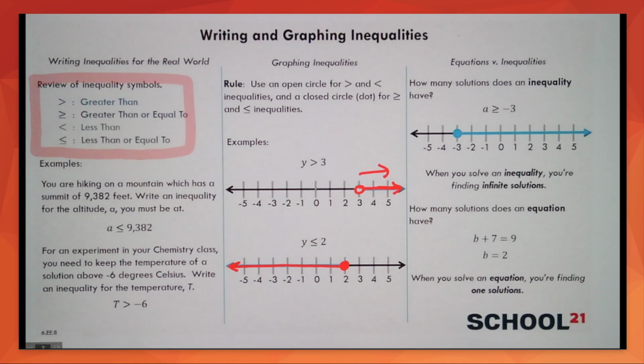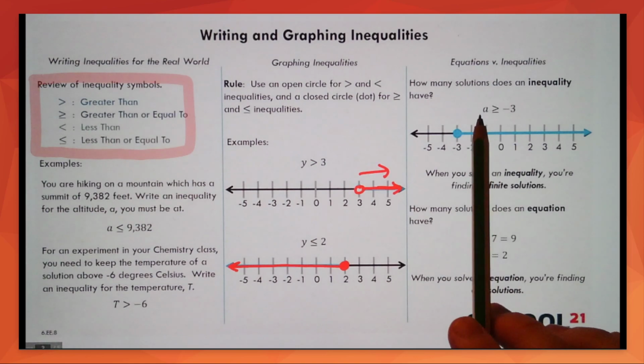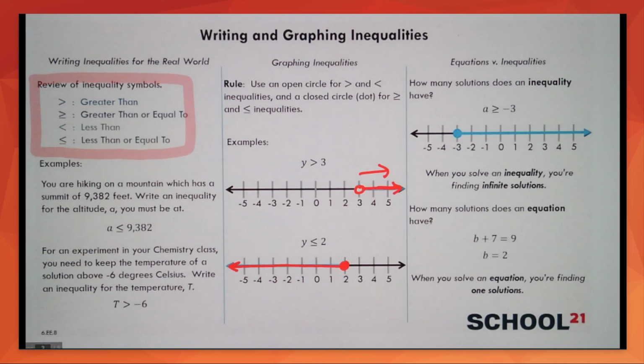Okay, so how is an inequality different from an equation? Because we just talked about equations, right? Well, let me ask you a question. How many different solutions could an inequality have? How many different values could you have for the letter A in this situation? All I know about A is that it has to be greater than or equal to -3. So how many numbers is that? It's really an infinite amount of numbers, because everything that's shaded here and beyond is greater than -3.